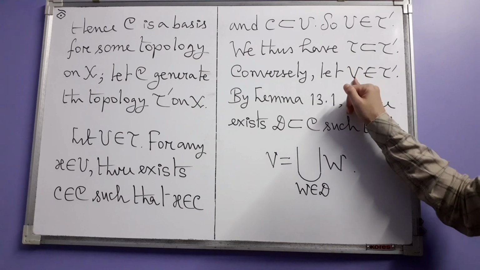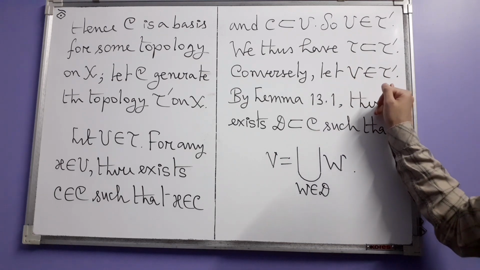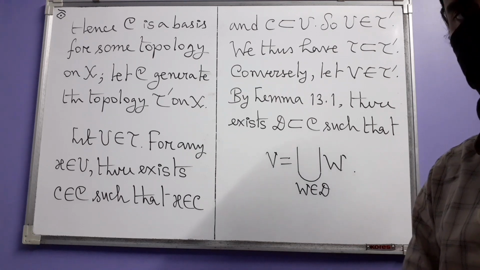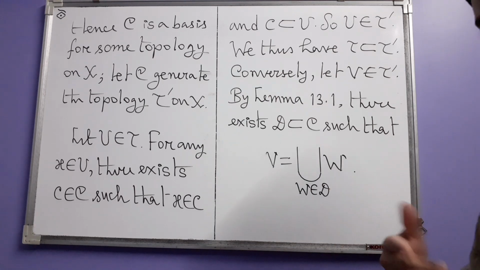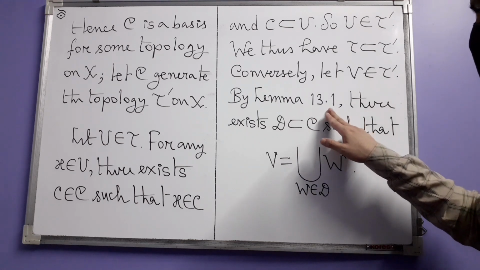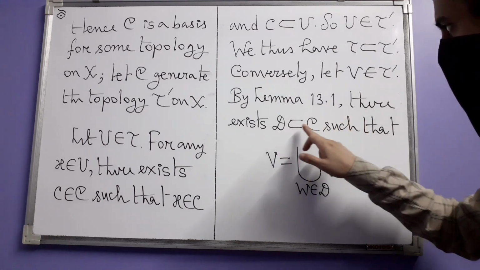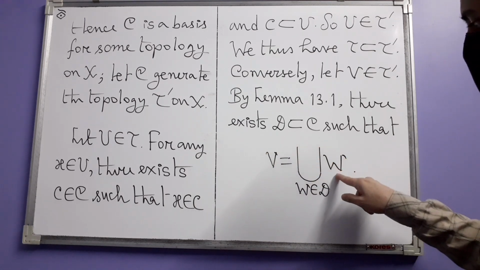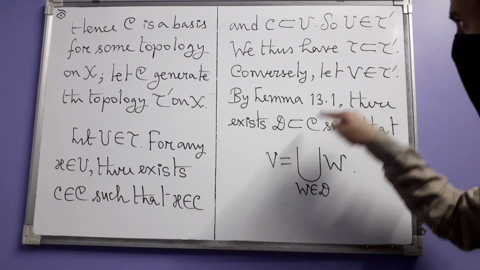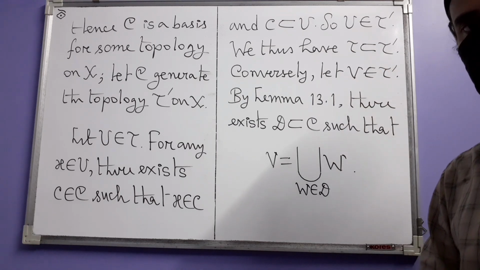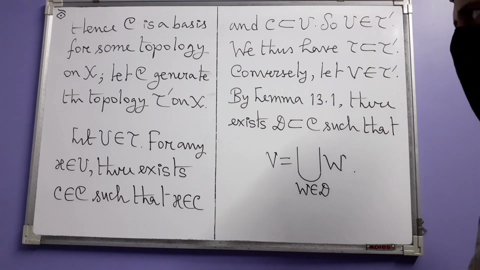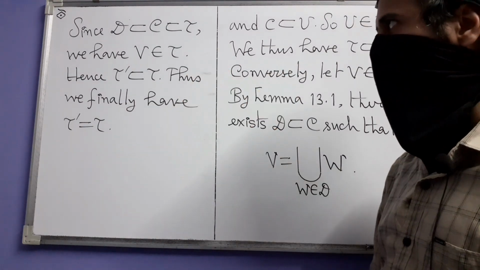Conversely, we take any open set V in tau prime, and then we invoke the previous lemma, which tells us that open sets are just unions of basis elements. So by Lemma 13.1, there exists a subcollection D of that collection C, so that if we take the union of the elements of that subcollection, that is equal to this open set V. And then there is a little more that will give us the proof. And the last part is this.